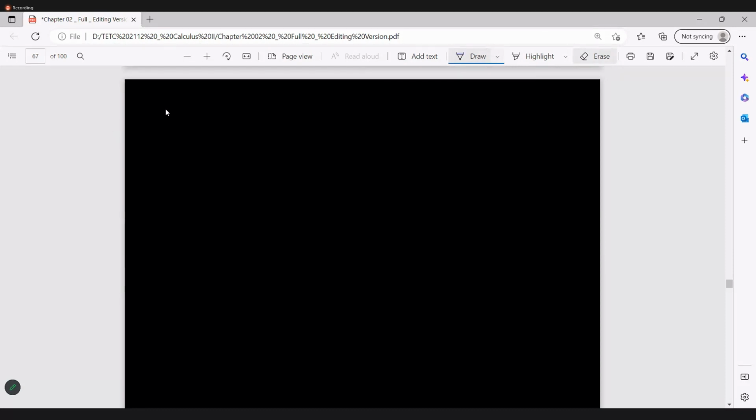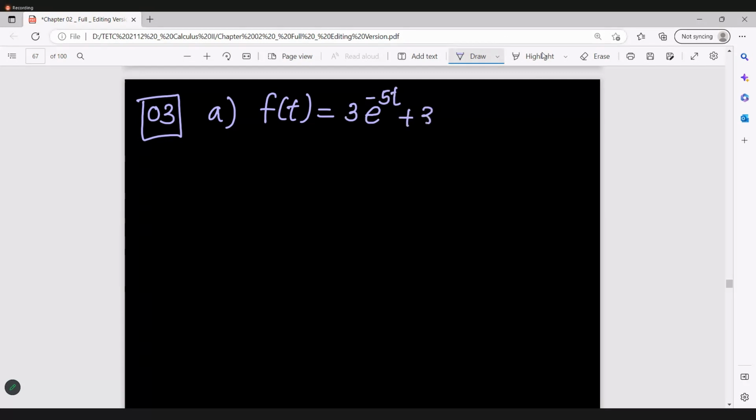Okay, so let's move on with question number 3, part 1. We are asked to find the Laplace transform of f of t equals 3 e to the power minus 5t plus 3, plus e to the power 3t, minus 4t to the power 4, plus 5. Okay. Tell me, what is the Laplace transform of this one?